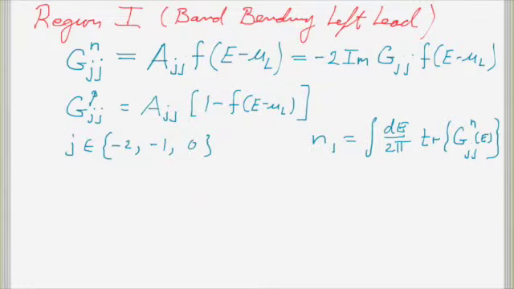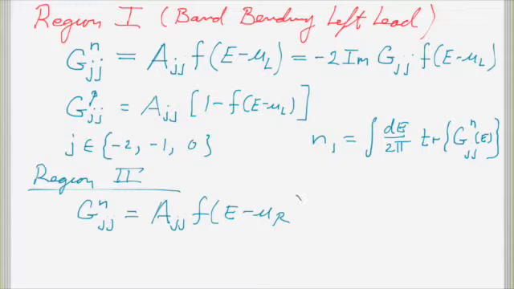So in 1D we had 1 over A, in 2D you'd have 1 over A squared, in 3D 1 over A cubed. And the same thing is true in region 2, which is the right lead, the exact same form. In region 2 you do the same thing, except you just replace mu left with mu right. So again, you use the equilibrium expressions. The filling is just given by the Fermi factor with the chemical potential of the Fermi level of the right lead. And the same thing for the holes, you just replace F with 1 minus F.